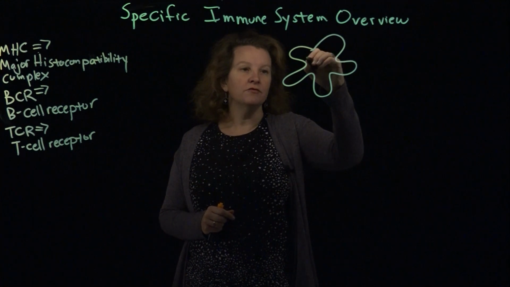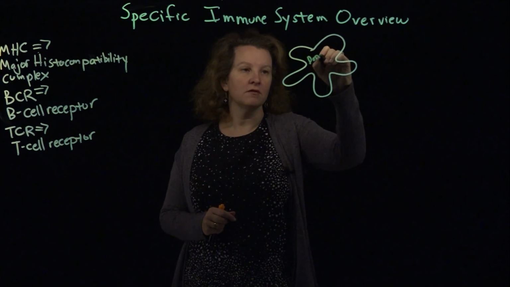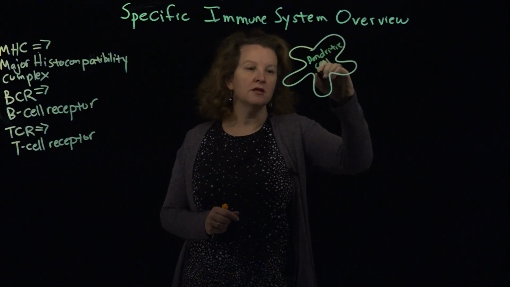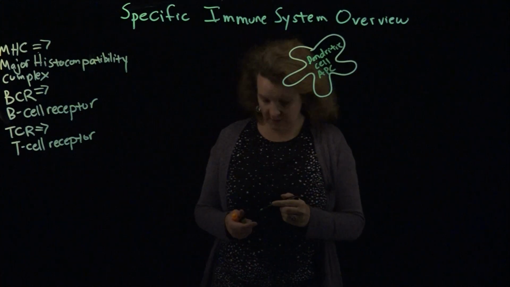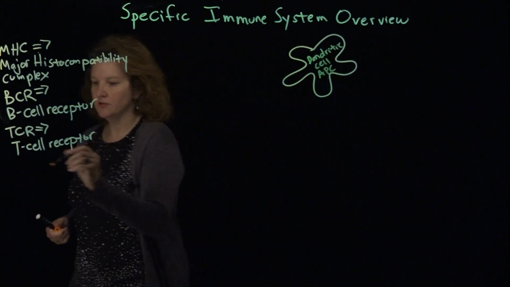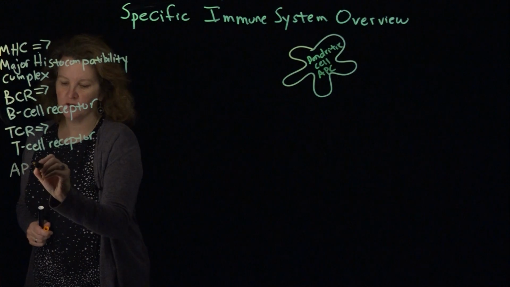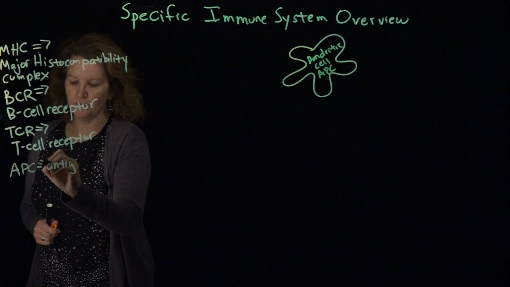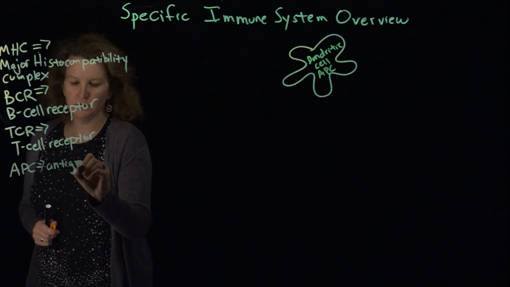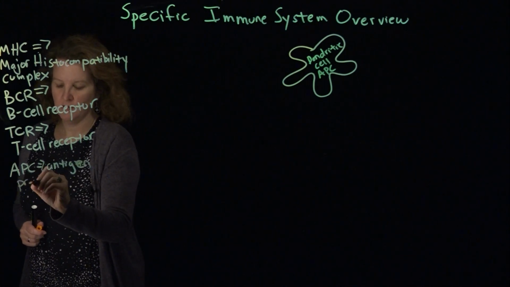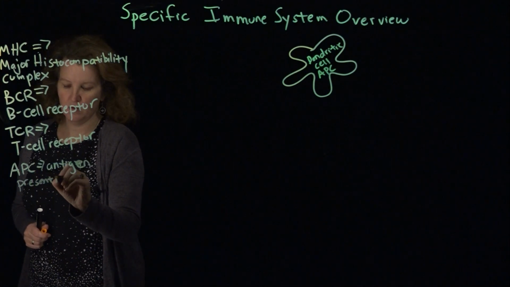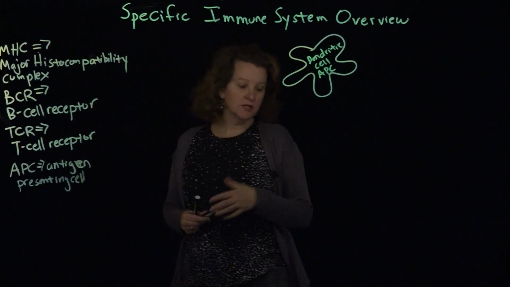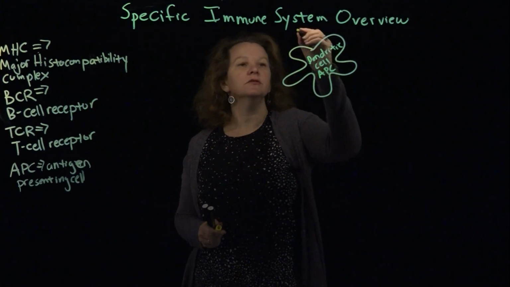So I have drawn here a dendritic cell. And the dendritic cell acts as what we call an APC, or antigen presenting cell. A lot of terminology here, so I started with a few notes. I'm going to add a few more here as we go. Whoops, antigen. Okay, and they're going to ingest and then present the antigen.